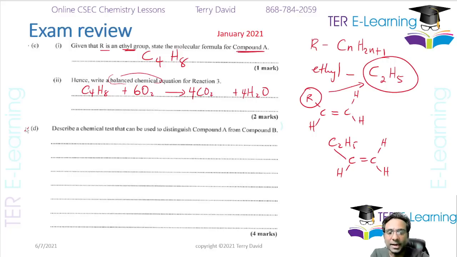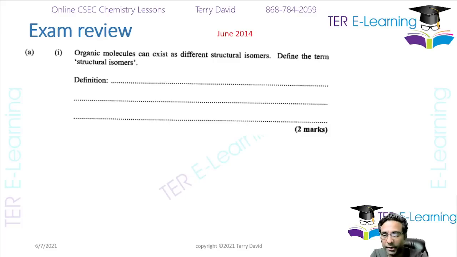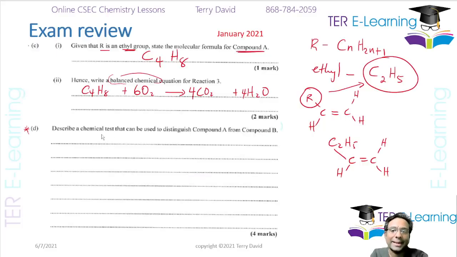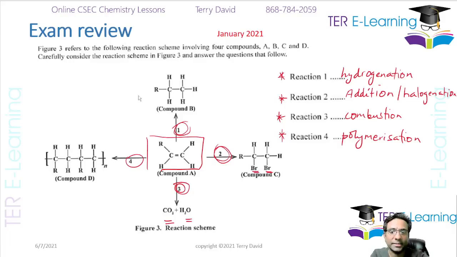Now, the last part here, I think is the last part, hopefully. Yeah, I think that's the last part. Describe a chemical test that can be used to distinguish between compound A and B. So, it's a popular question CXC brings. Compound B, this compound up here, it's an alkene. And compound A is an alkane. So what they are asking us here is to describe a test to distinguish between an alkene and an alkane.